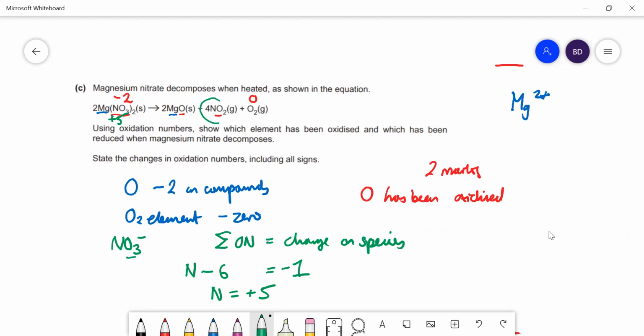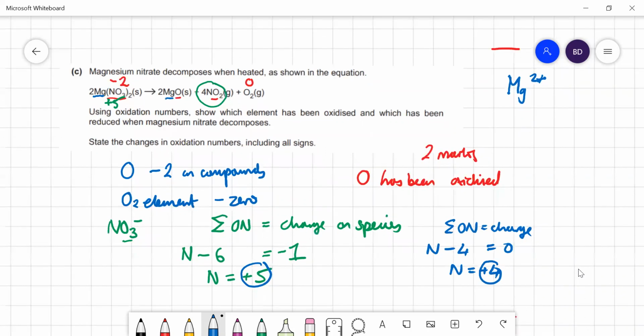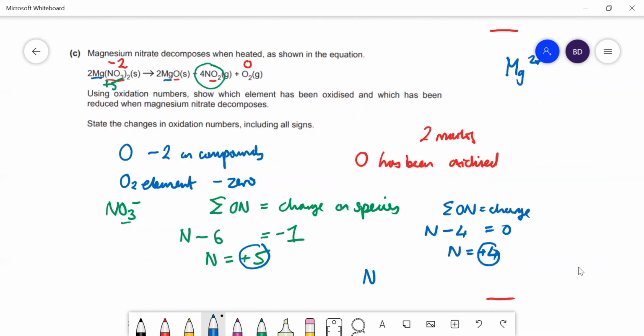Whereas in this compound, let's see what the oxidation number is. That's more straightforward. Sum of the oxidation numbers once more is equal to the charge on the species. The charge on the species is 0 in nitrogen dioxide. So we've got N, and 2 lots of oxygen, -2 each, so that's -4. N is equal to +4. So the nitrogen has gone down from +5 to +4. So the nitrogen has been reduced. The oxygen has been oxidized and the nitrogen has been reduced.